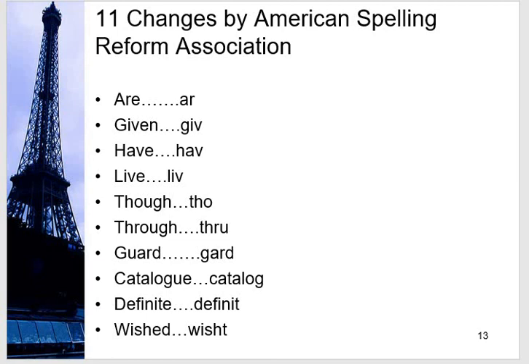There were 11 changes by the American Spelling Reform Association. ARE was changed into AR, give was changed into GIV, have was changed into HAV, live was written without E, thou, through. Guard, G-U-A-R-D, was changed into G-A-R-D. Catalogue was changed into C-A-T-A-L-O-G. Definite was changed into definit by removal of the last E. Wished was changed into wisht. ED was changed into a T sound. So here were some glimpses of spelling change.